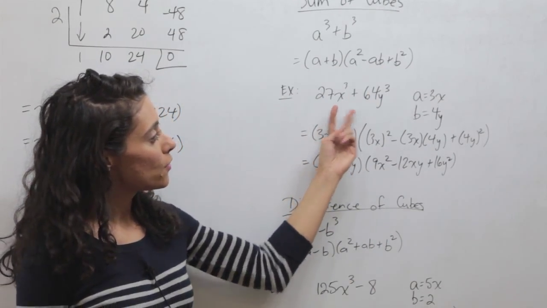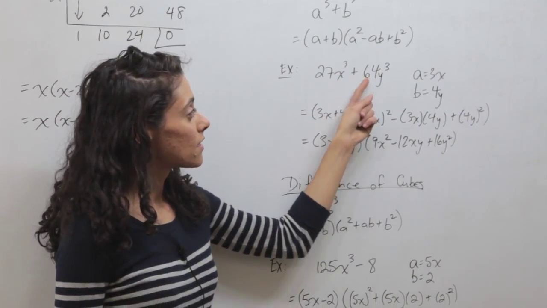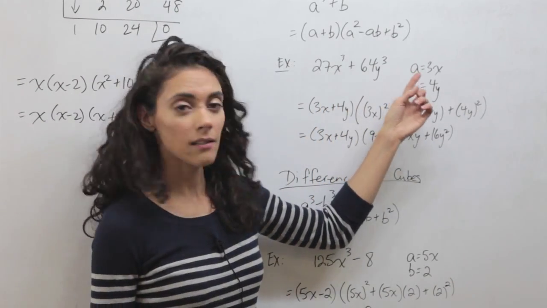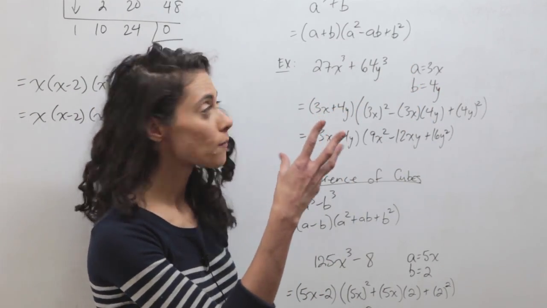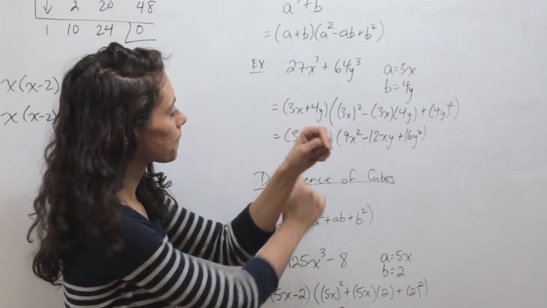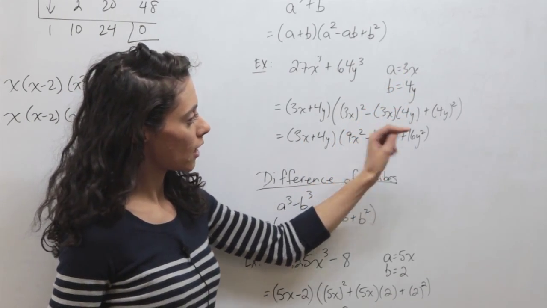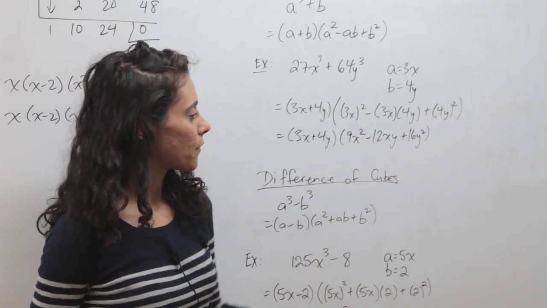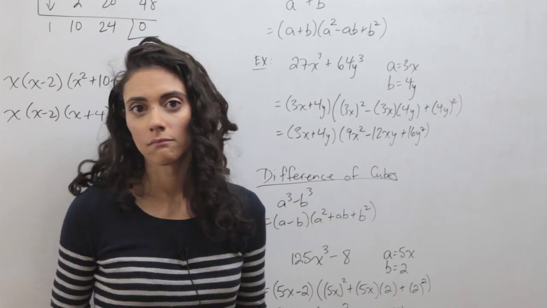So an example, I know that this is a sum of cubes because 27 is a cube, x cubed, 64 is 4 cubed, and there's y cubed. In this instance, my a is 3x and my b is 4y. And now slotting these things into that formula, we have a plus b becomes 3x plus 4y, a squared minus a times b, plus b squared. Simplifying, we're left with this. This trinomial is not factorable. You can try for yourself. We're done.